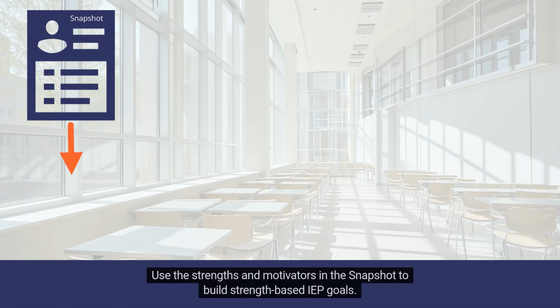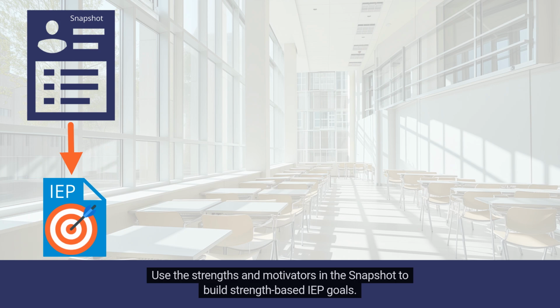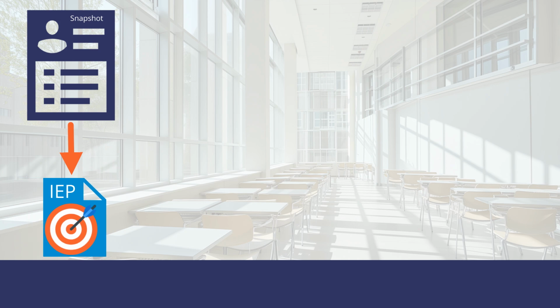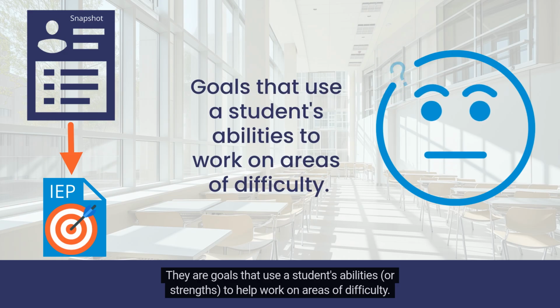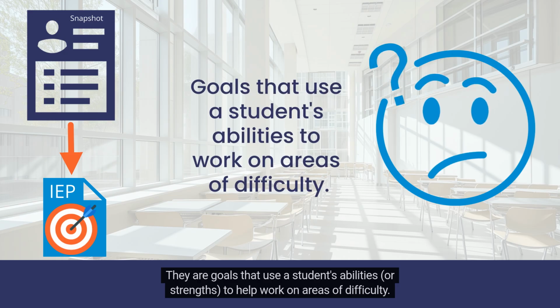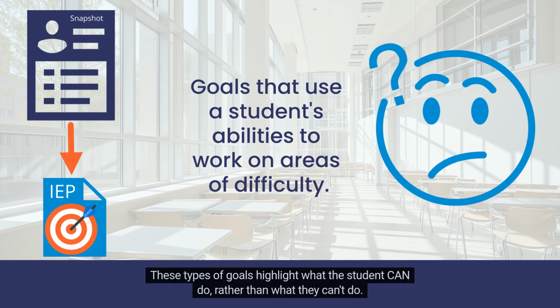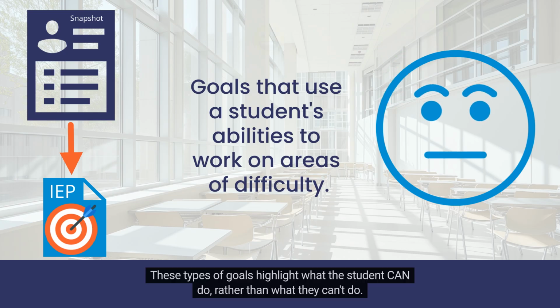Use the strengths and motivators in the snapshot to build strength-based IEP goals. What are strength-based goals? They are goals that use a student's abilities or strengths to help work on areas of difficulty. These types of goals highlight what the student can do rather than what they can't do.